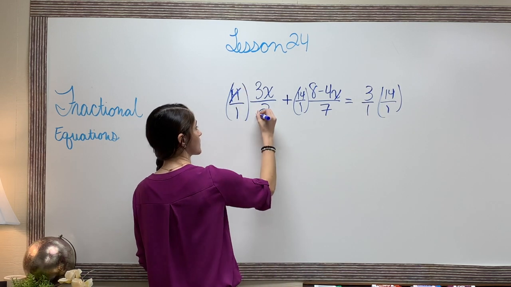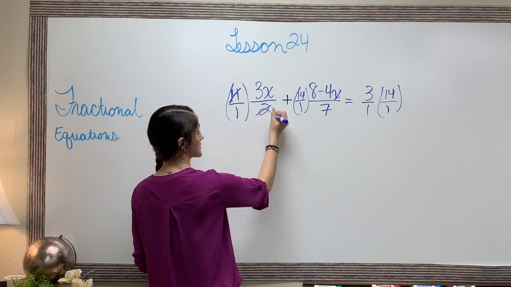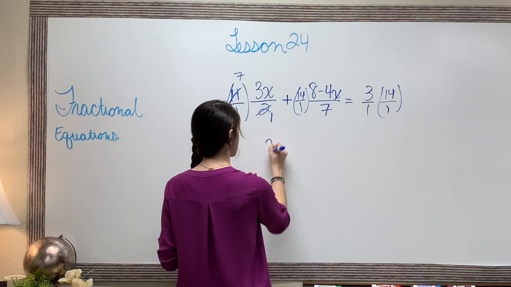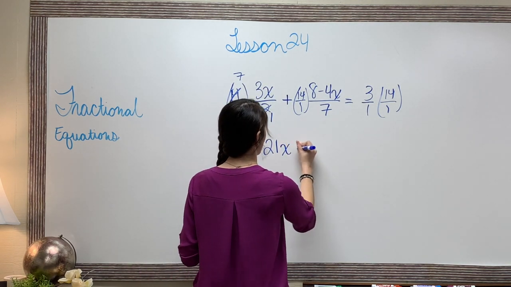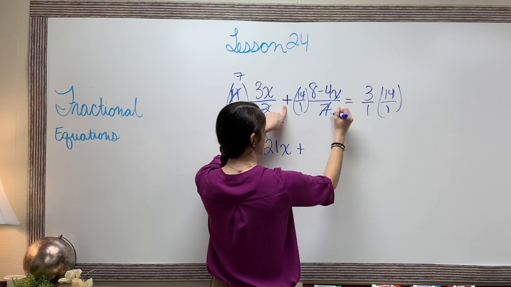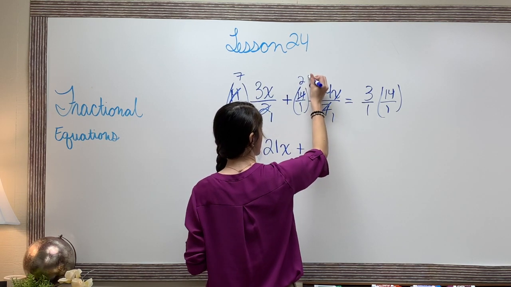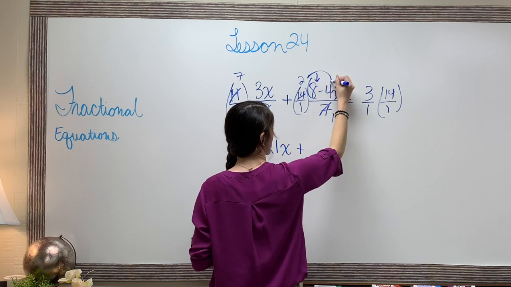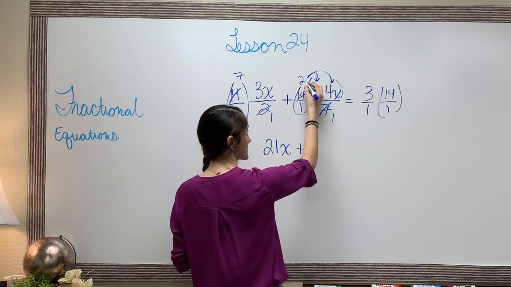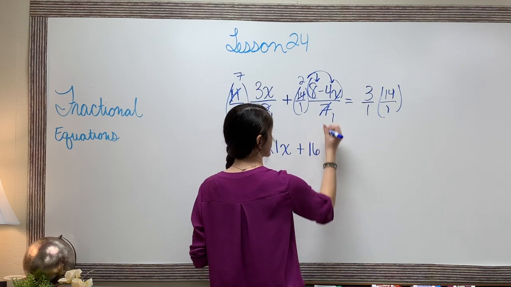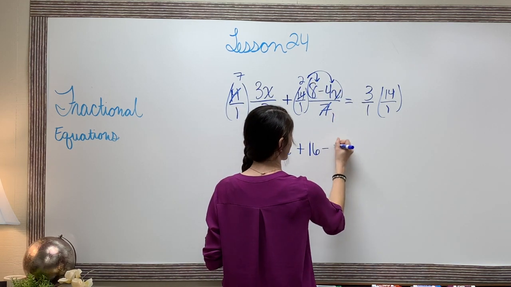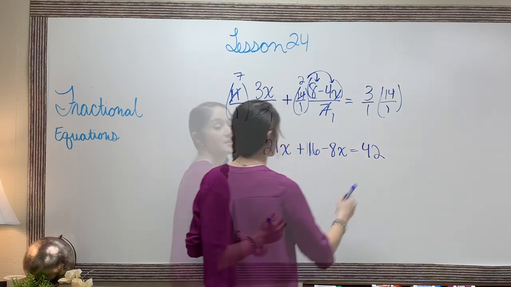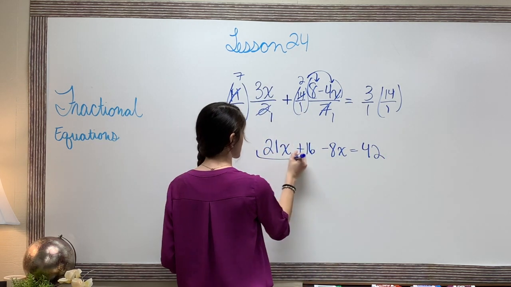Okay, and our first set is going to reduce to 1 and 7, and then 7 times 3x is 21x, plus, and then this will reduce to 1 and 2, and remember this 2 is getting distributed to both parts here. So this is going to be 2 times 8 is 16, and 2 times negative 4x is negative 8x equals 42. And so now we're going to add our like terms.